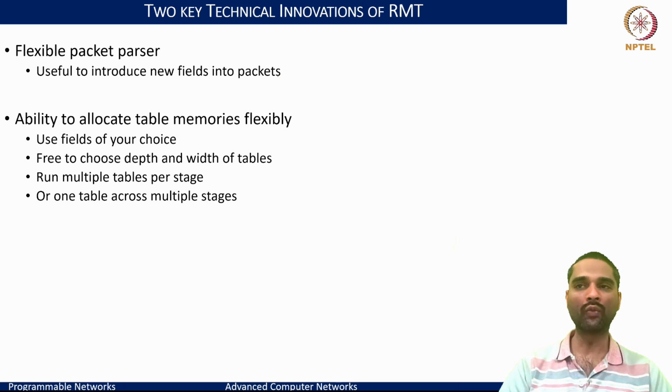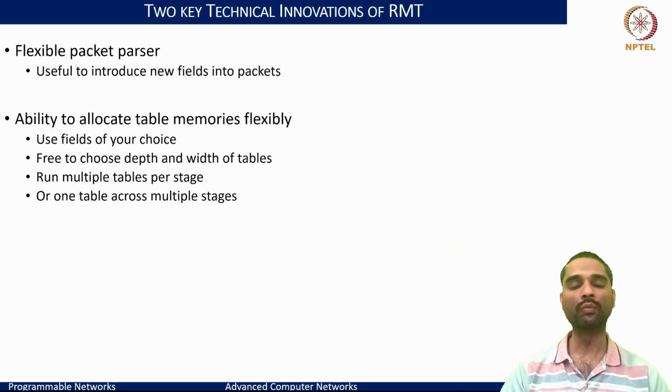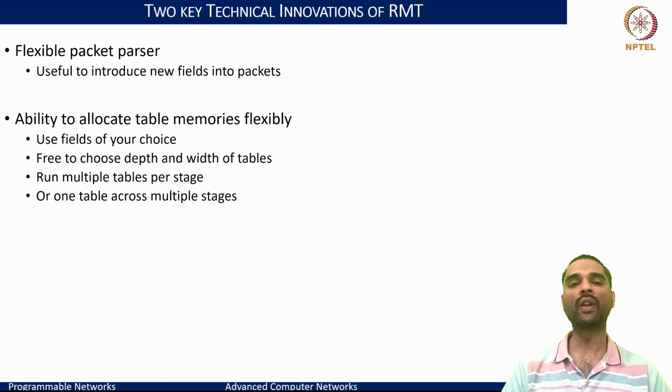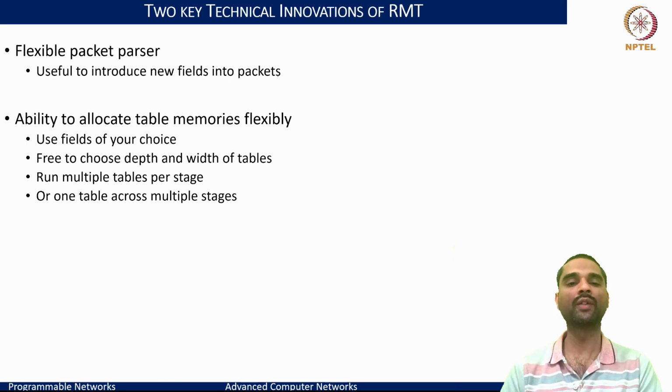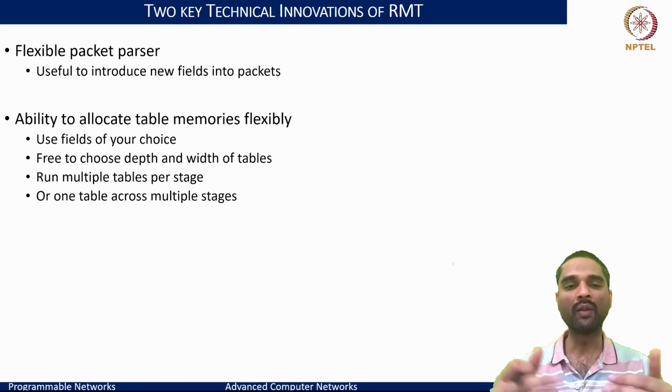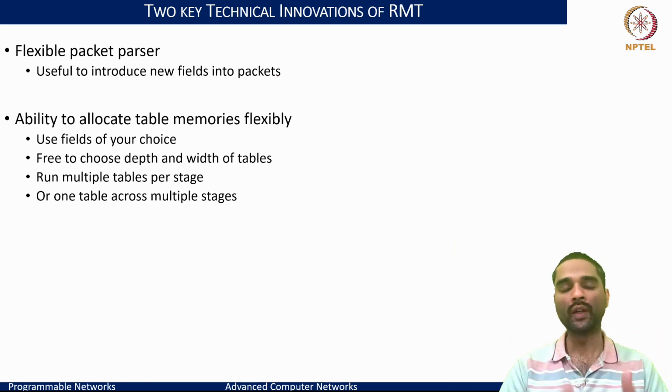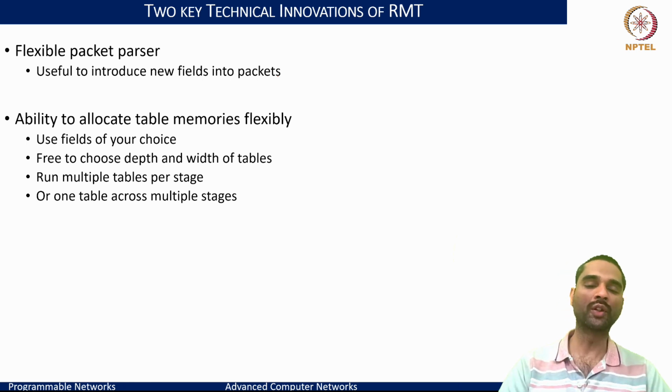But the key innovative aspects that we need to consider are, first, the flexible parsing, which was useful to introduce newer fields into the packets and enable us to readily act on any of the new kinds of data that otherwise were not standardized headers. Second is the ability to allocate table memories much more flexibly, because now we dictate the choice of the table width and depth that we want and combine multiple of the physical entries into logical entries, or in a single physical stage we could define multiple logical stages, better utilizing the memory at each stage.